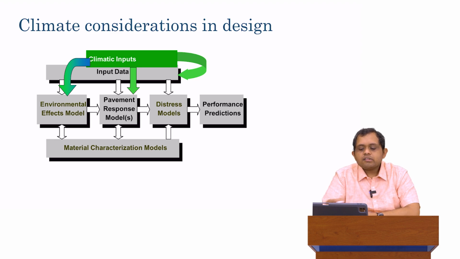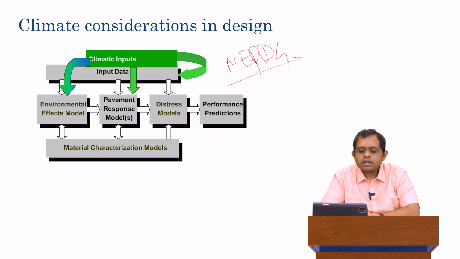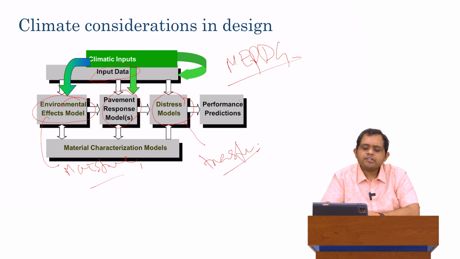Now, why do we need these? Here is an outline which is basically of the MEPDG. This is a general outline of the MEPDG process. We'll see more details about this general process in subsequent lectures, but let me just point out that we provide some input data. We have to calculate some environmental effects. This generally goes down to some moisture and freezing and thawing conditions. We have some pavement response model, that is our finite element model. We're calculating what the stresses and the deflections are. We have some distress model, which is basically our transfer functions. And then we make some performance predictions. We also have some material characterization on the way.